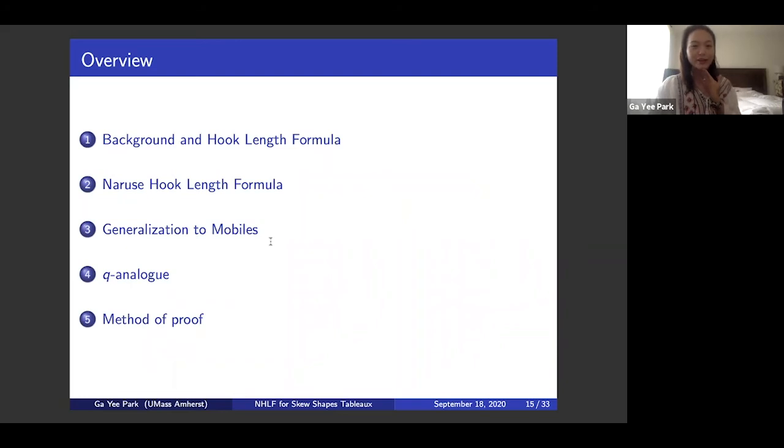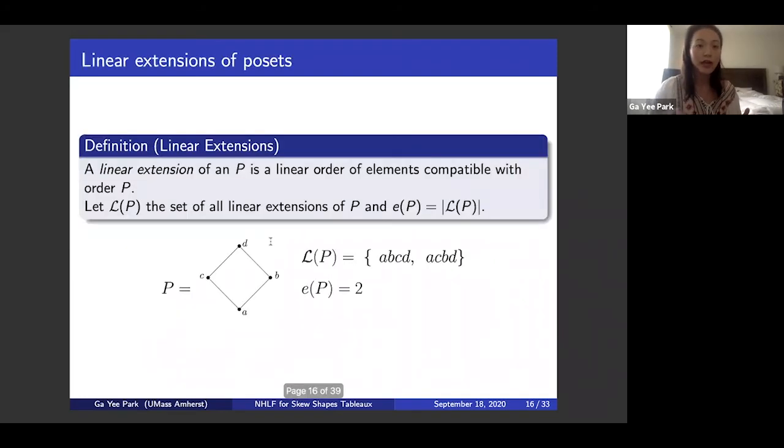Okay, so now let's generalize it to mobiles, but in order to do that, let me talk about linear extensions. So given a poset, a linear extension of P is the, oh yeah, sorry, was there a question?